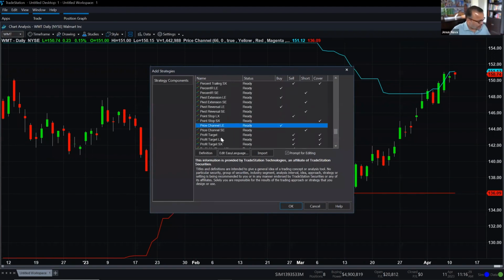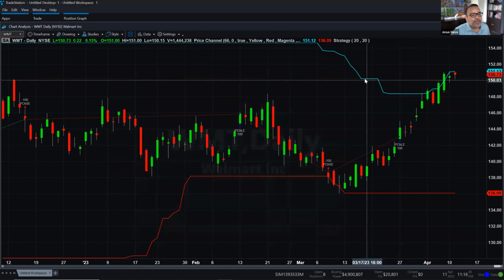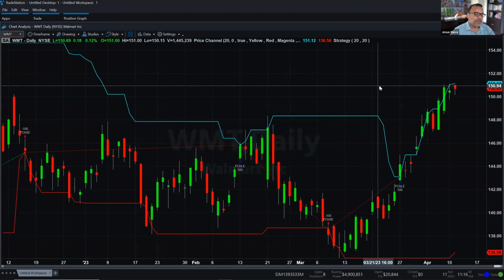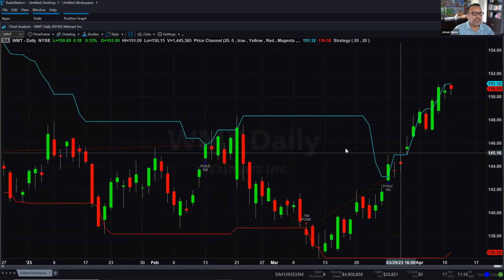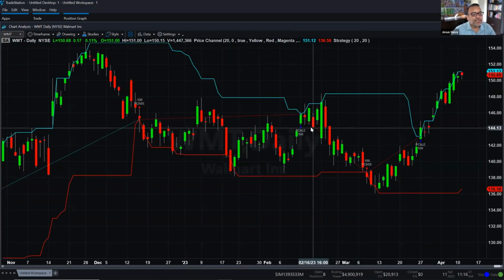Here it is. Two of them, price channel LE for the long entry and price channel SE for the short entry. I'm going to leave the defaults and I'm going to change my indicator back to 20, which is the default price channel calculation. And as you can see, the strategy is doing exactly what it is intended to do.